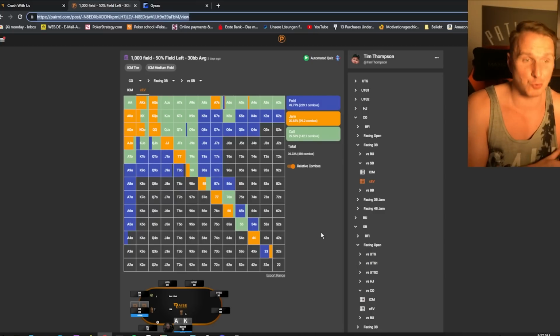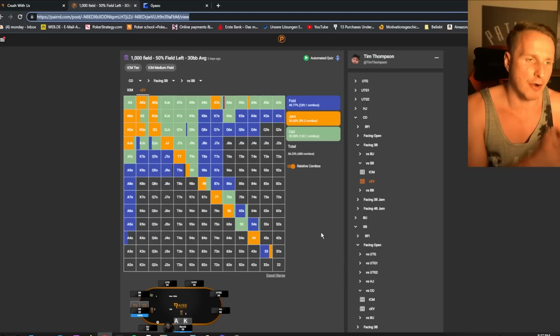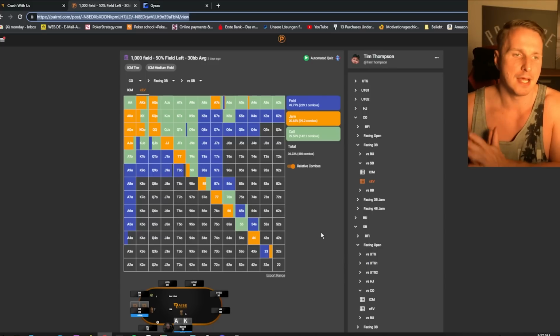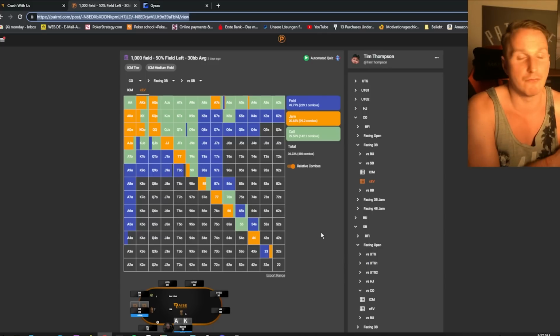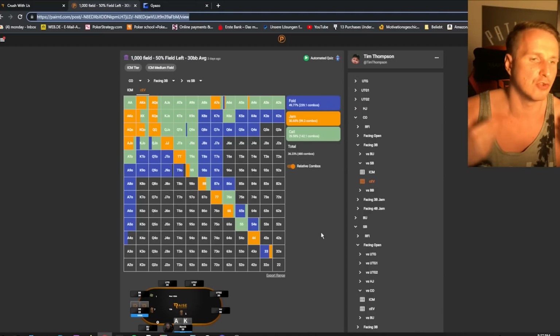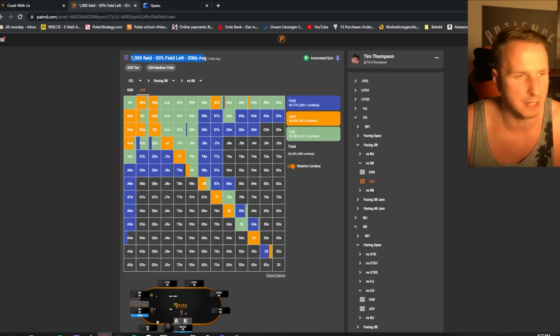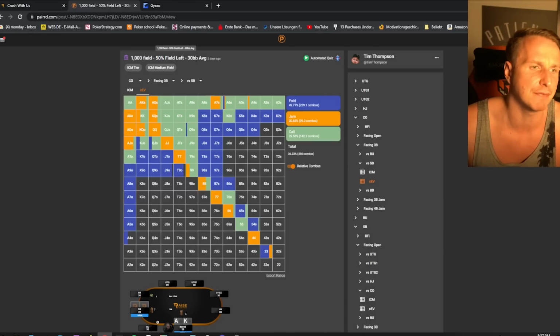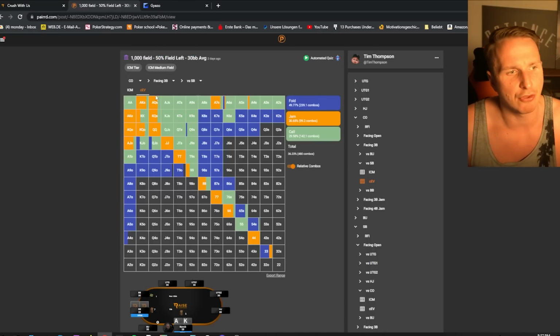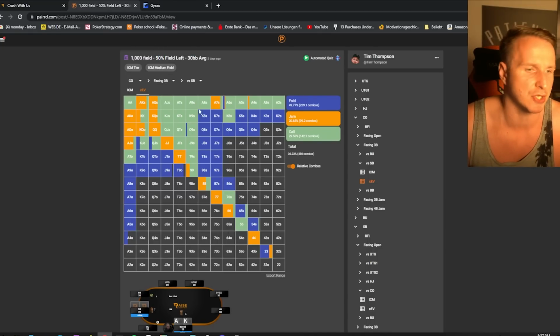And a lot of the spots where we lose a lot of chips very often begin by defending poorly versus 3-bets in tournaments. So here we have a typical chip EV range. You see here it's a 1,000 runner tournament, 50% of the field are left, 30 big blinds average. So this is the typical chip EV range, GTO range.